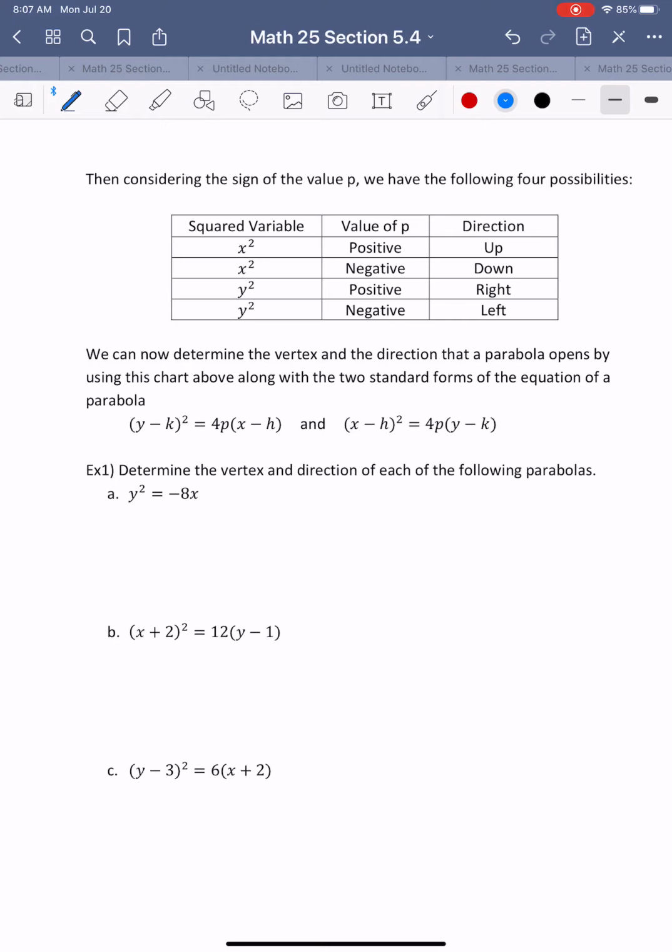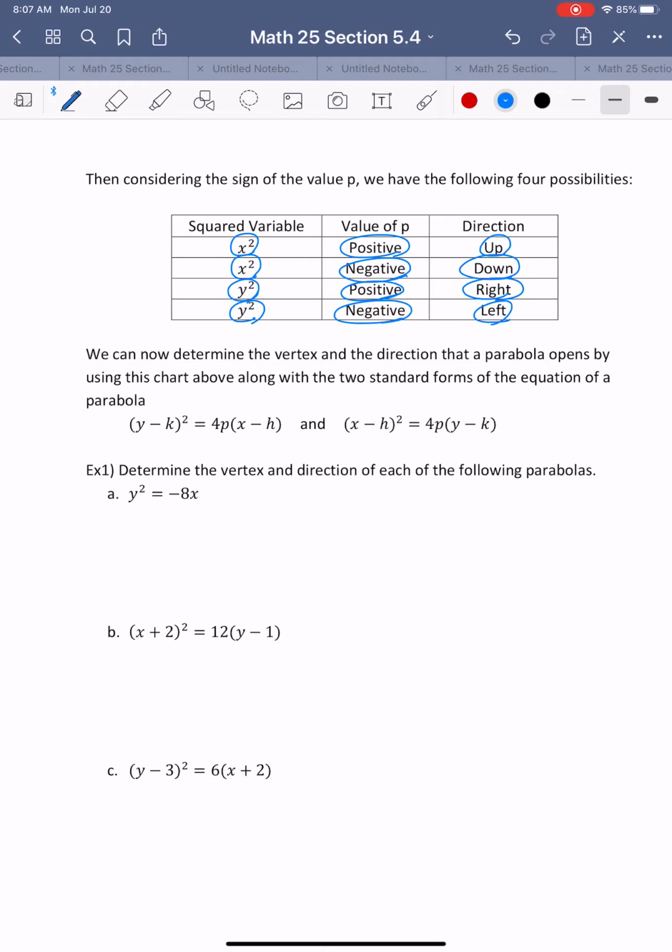So there's an x squared, which is positive. Positive means opens out. X squared negative, down. Y squared positive, right, and y squared negative, left. So we can now determine the vertex and the direction that a parabola opens by using this chart above along with the two standard forms of the equation of the parabola.